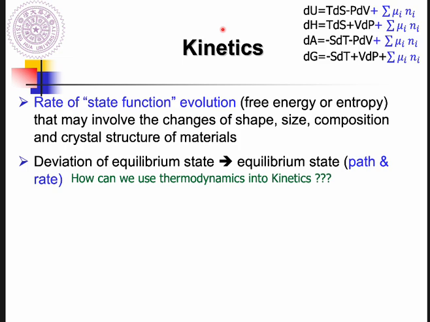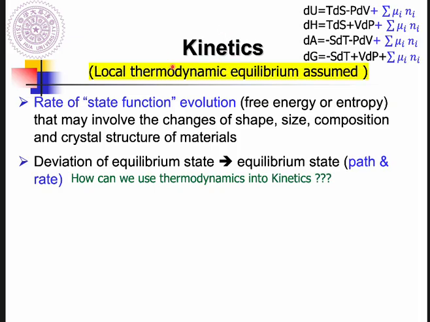Because kinetics is something like a moving process, right? How can we directly use the equilibrium condition, the rules and equations defined by thermodynamics, in kinetics? So we make a very important assumption to help us quantitatively describe the kinetics: we always assume local thermodynamic equilibrium in this kinetics process at any specific time and point. That allows us to make an estimation of how fast or how slow this kinetics process is.